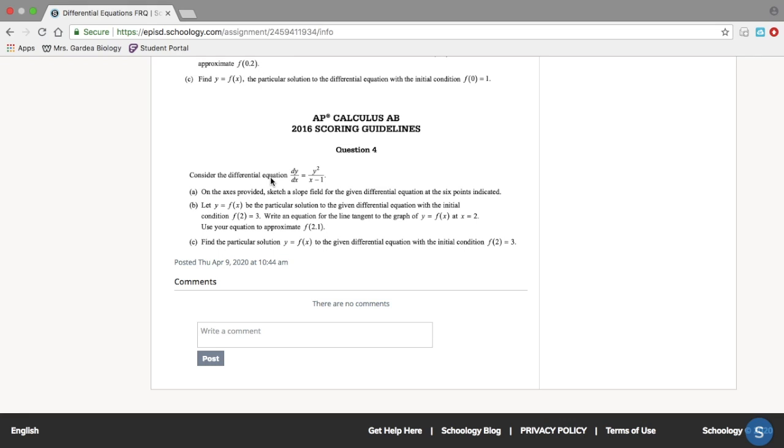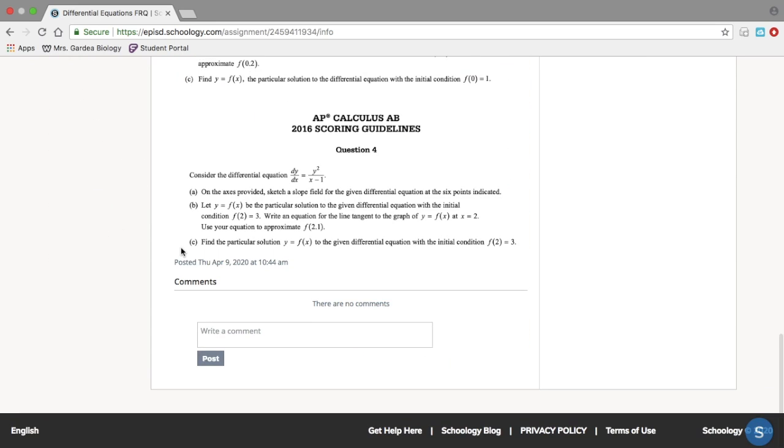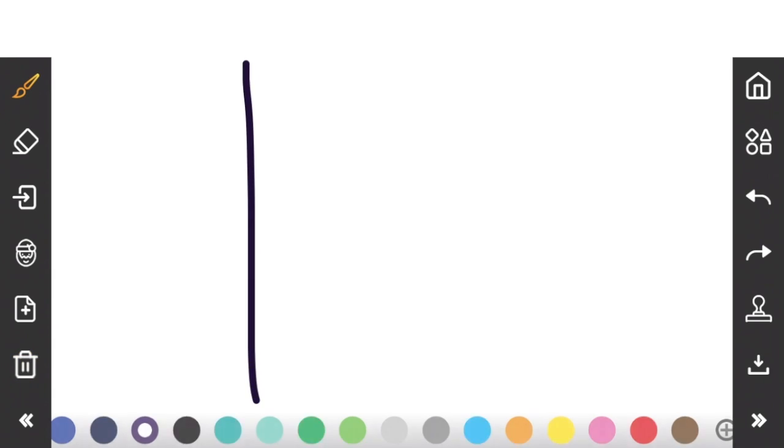Consider the differential equation dy over dx equals y squared over x minus 1. This is the grid they give us, x-axis, y-axis, and there's 6 points. Part A reads, on the axes provided, sketch a slope field for the given differential equation at the 6 points indicated. So we're going to sketch the graph.